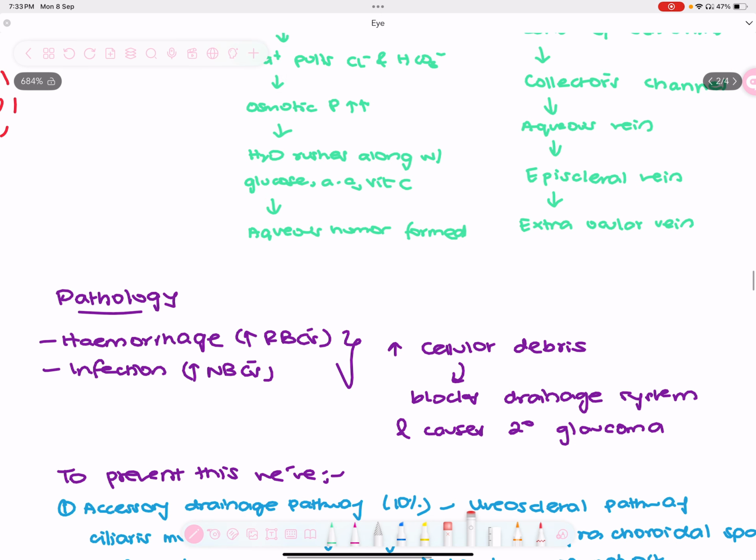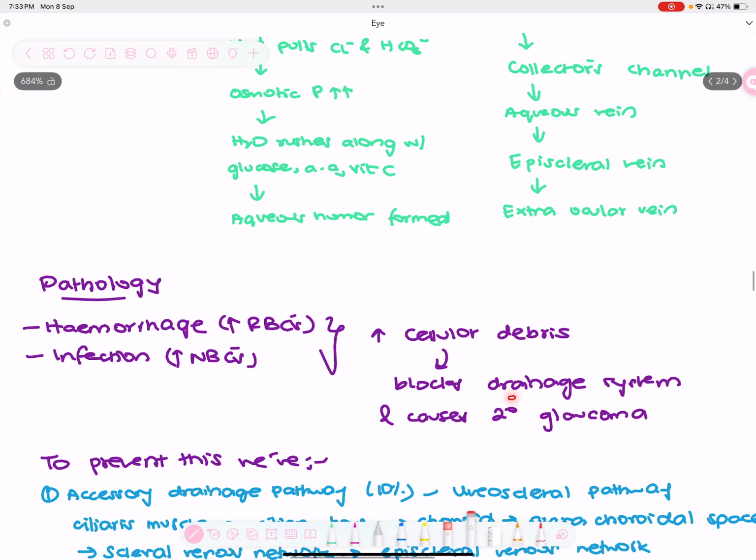Now, in both these conditions, your cellular debris increases. And what does it do? It blocks the drainage system.